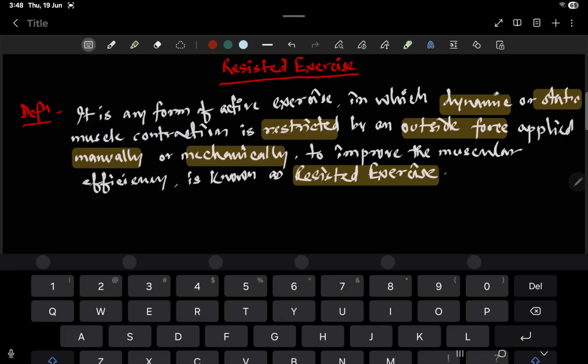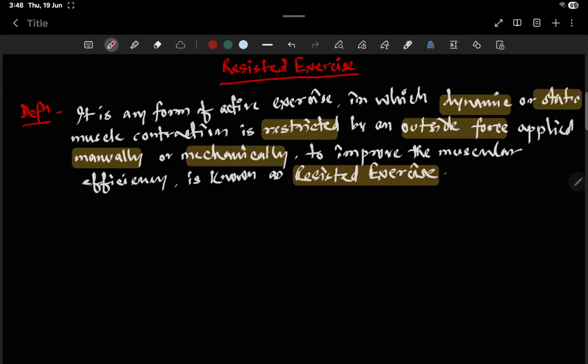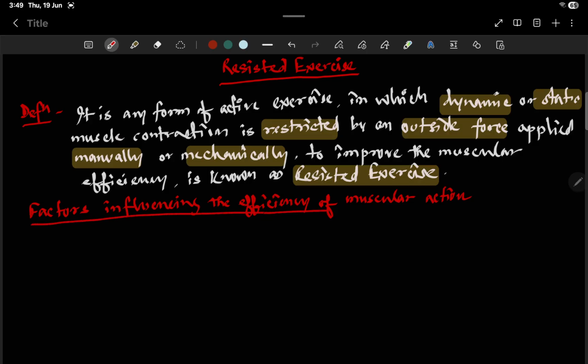Okay, we will go to the factors influencing the efficacy or efficiency of muscular action. Number one is muscle power.